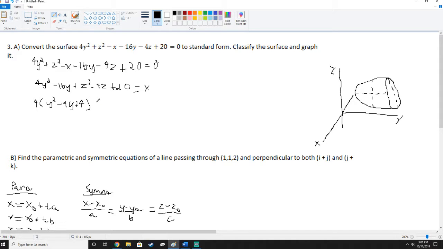And then we're going to do the same thing. We're going to complete the square for the z variable. So we should come out with z squared minus 4z plus 4 is equal to x. Now remember what I said earlier, we were going to cancel out the 20 by completing the square, so we're going to subtract 20 from the other side, so it's going to be equal to x minus 20.